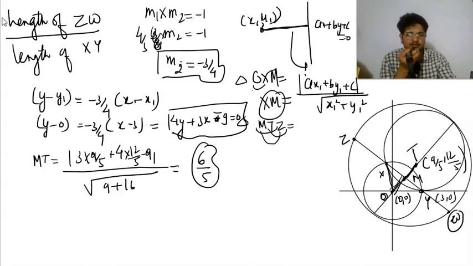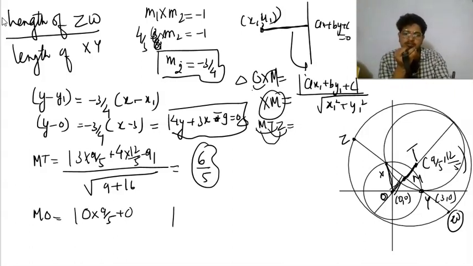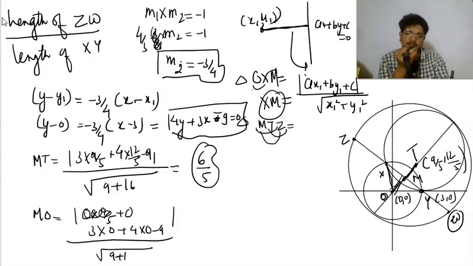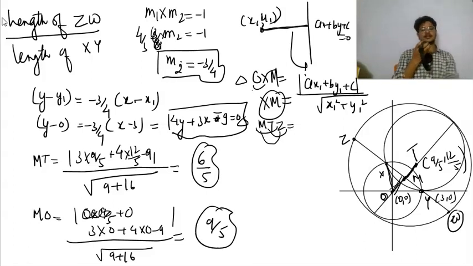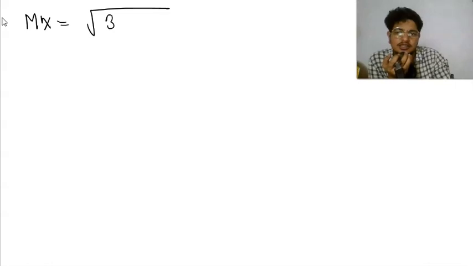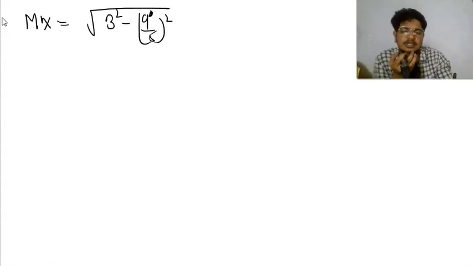Similarly, we can find the value of MO. MO is equal to 3 into 0 plus 4 into 0 minus 9 upon root over 9 plus 16, which is equal to 9 by 5. We have found 6 by 5 and 9 by 5. Now we will find the value of mx. In the triangle, mx is equal to root over 3 square minus 9 by 5 square.